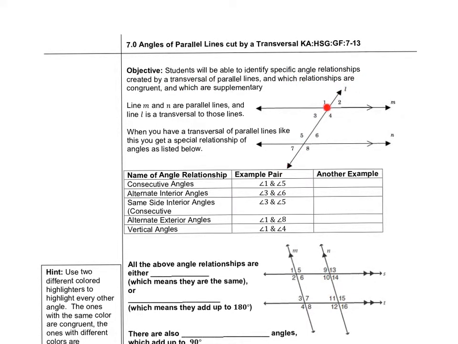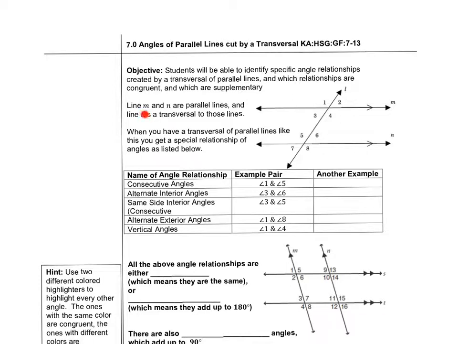Transversal is just a line that cuts through two other lines. So transversal, parallel lines, these specifically are parallel. So something really unique happens when you have two lines that are parallel, which means they have the exact same slope. And which relationships are congruent and which are supplementary. So we're going to talk about that.